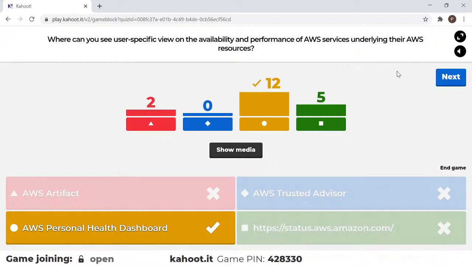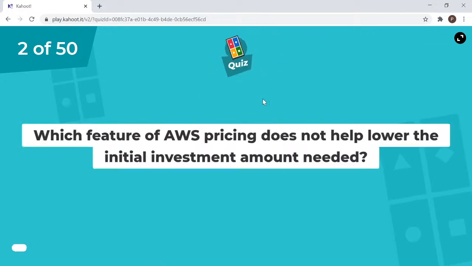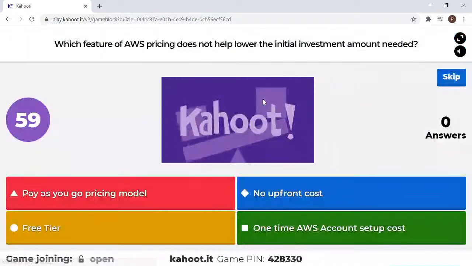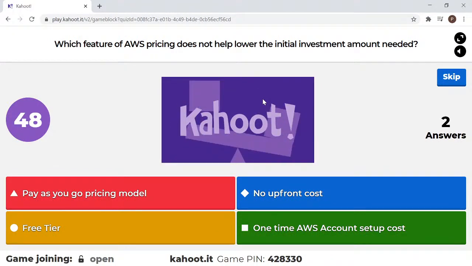We'll move on to the next question now. Let us see the scoreboard. So we have Rajesh CS leading the score in the first question, with Puneet A and Abstract trailing just behind. Next question. Which feature of AWS pricing does not help lower the initial investment amount needed? Pay-as-you-go pricing model, no upfront cost, free tier, one-time AWS account setup cost.